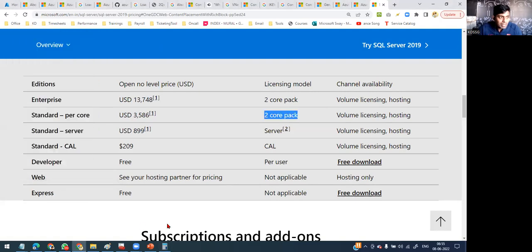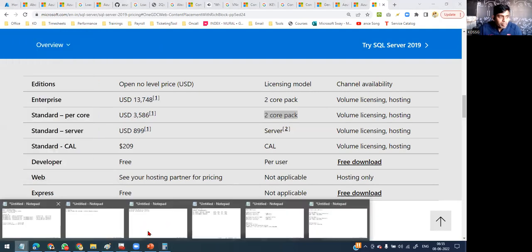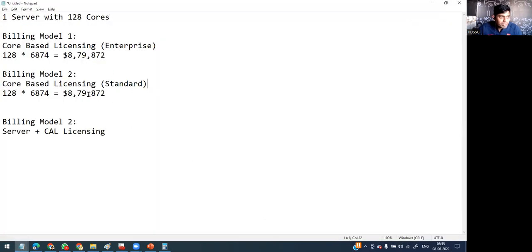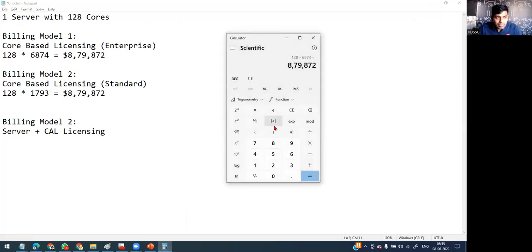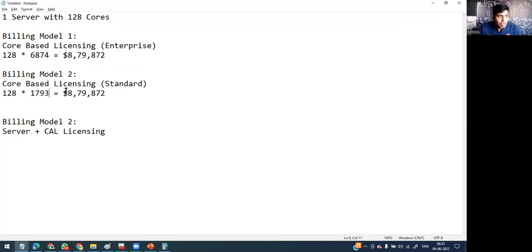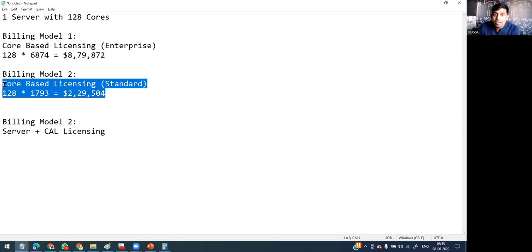Okay, 1793. So anybody getting bored, stop me immediately. But no, this is important, or else I would not waste time. You should know this. 1793 into 128. So then in this case, you will pay $2,29,504 if it is standard billing.